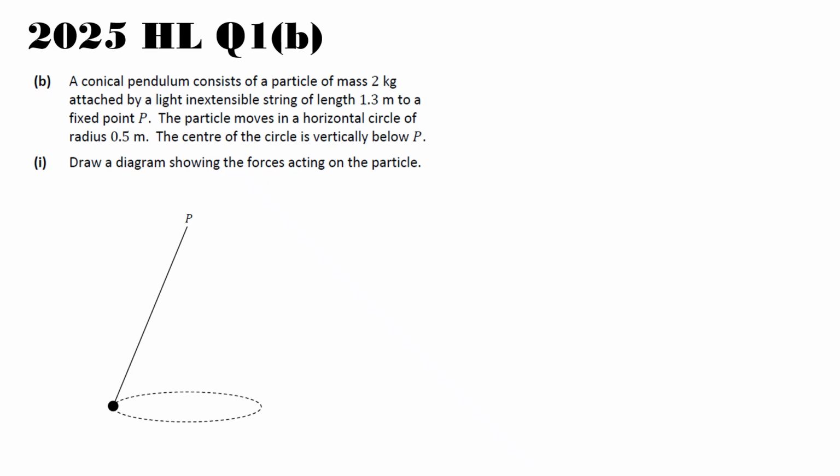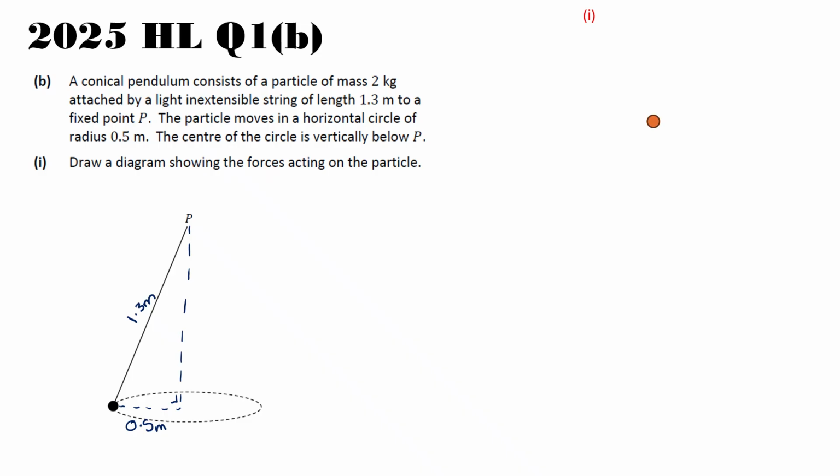So we can see here we have a diagram in the question. We can see P up the top and then the particle moving in that horizontal circle. So let's put on some information here that can help us. We know that this length of string is 1.3 meters and there is a radius of 0.5 meters. And we can drop a line straight down here. Then let's look at that first part, which is to draw a diagram showing the forces on the particle.